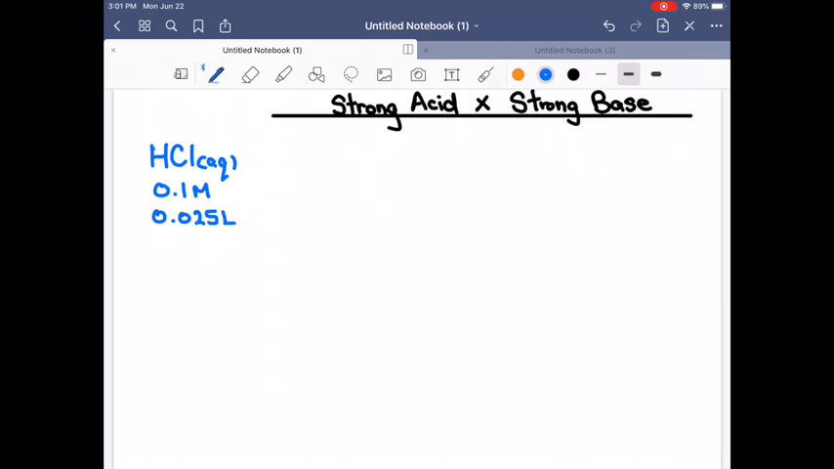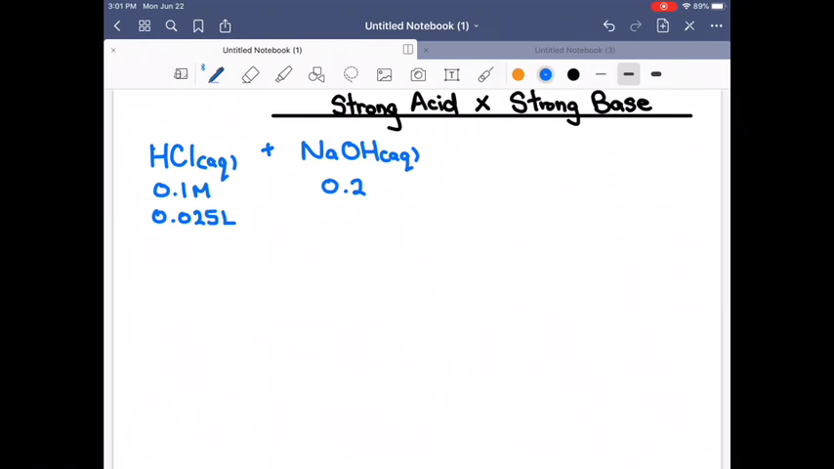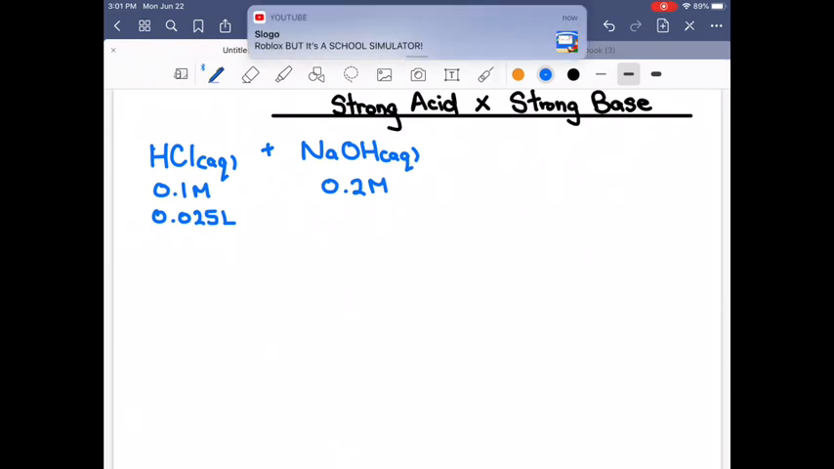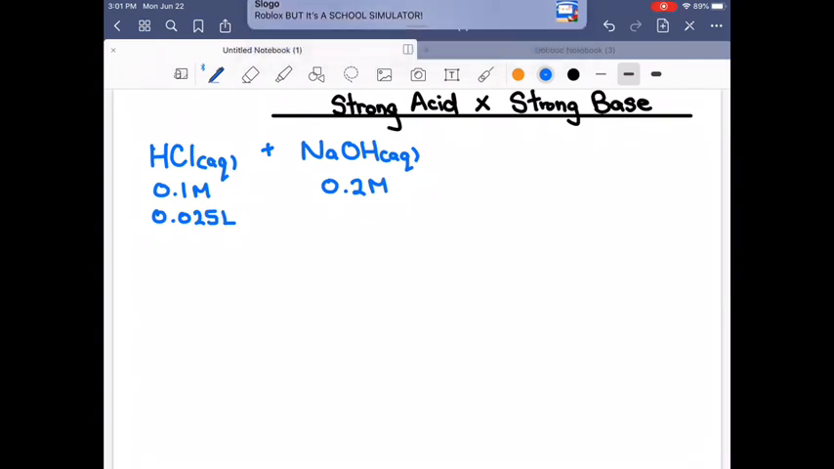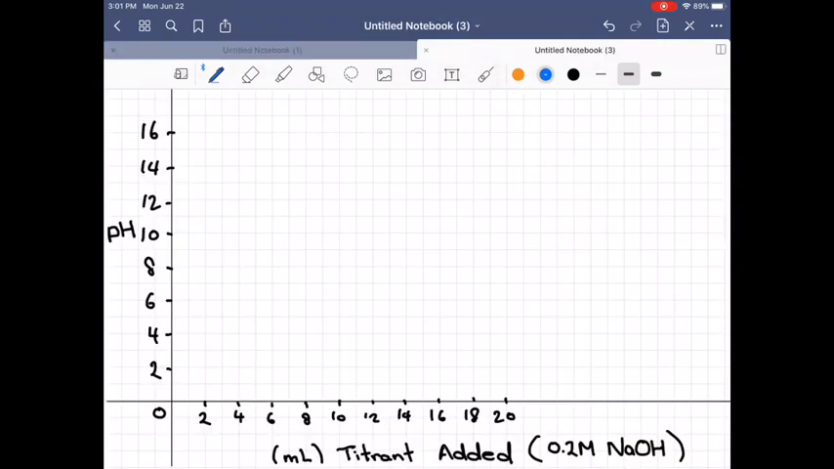Okay, you're gonna react this with a strong base, sodium hydroxide. Okay, we can agree that this is indeed a strong base, and this is gonna be 0.2 molar that you will put in your burette. Now, the volume of this will change because by inserting different amount of volume each increment, we want to see exactly what the change in pH is going to be. Then we're going to graph it in this graphing paper that I have assembled for you.